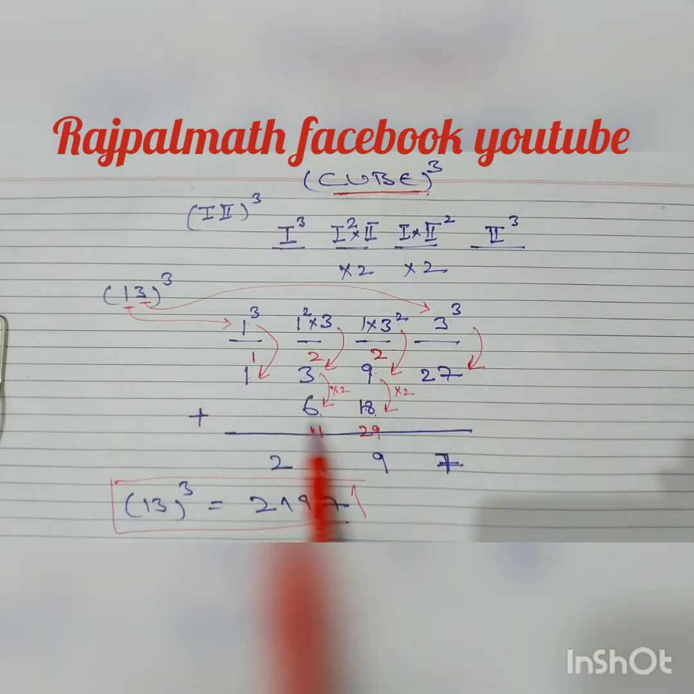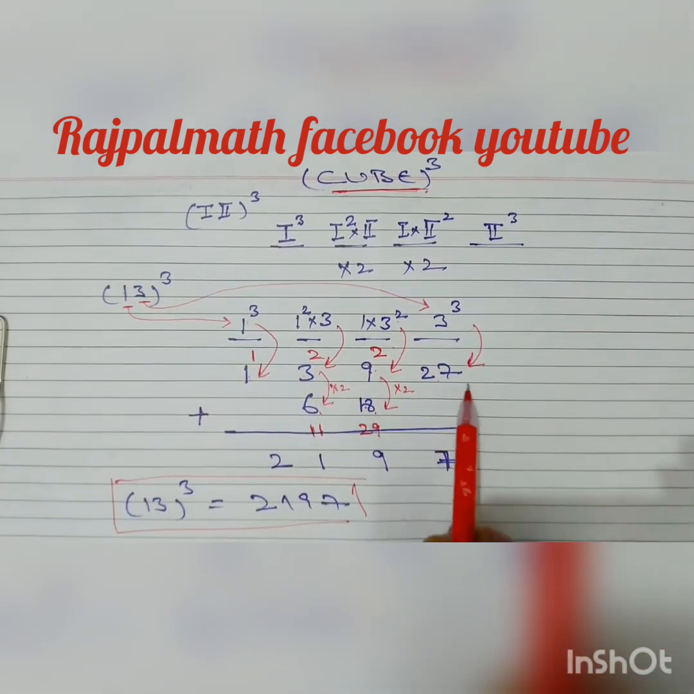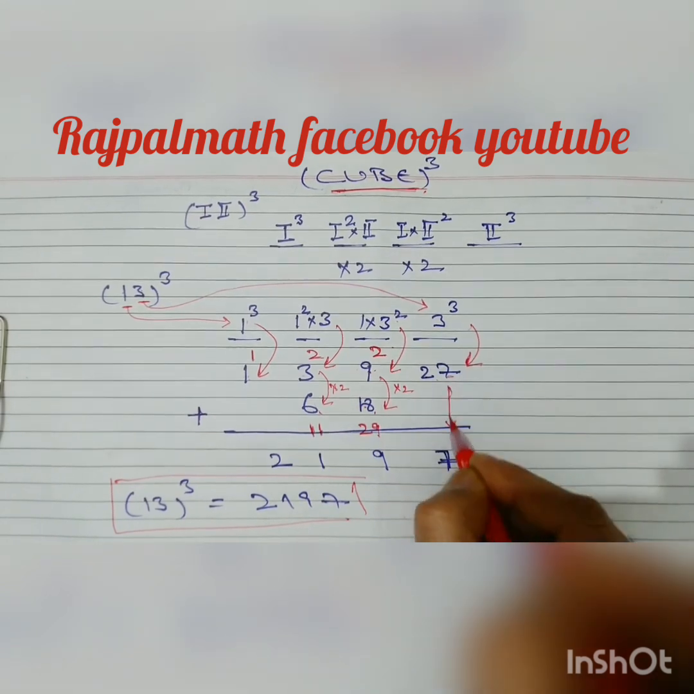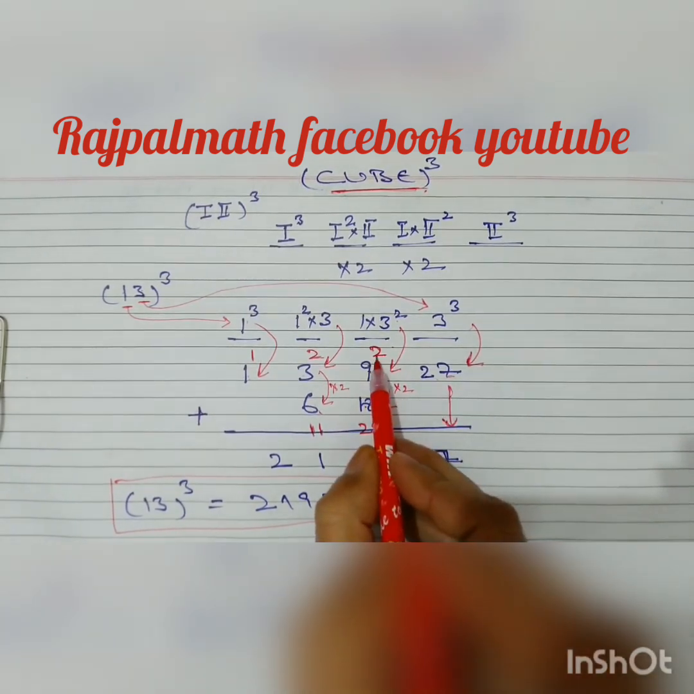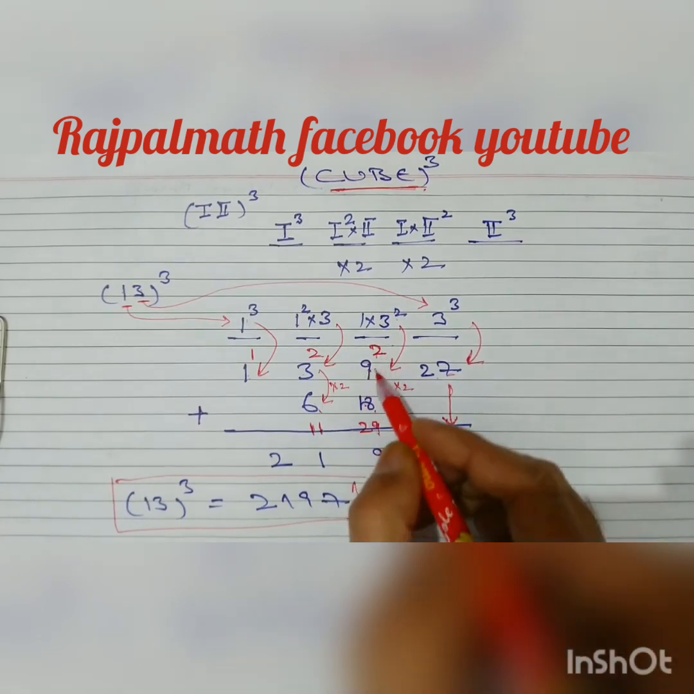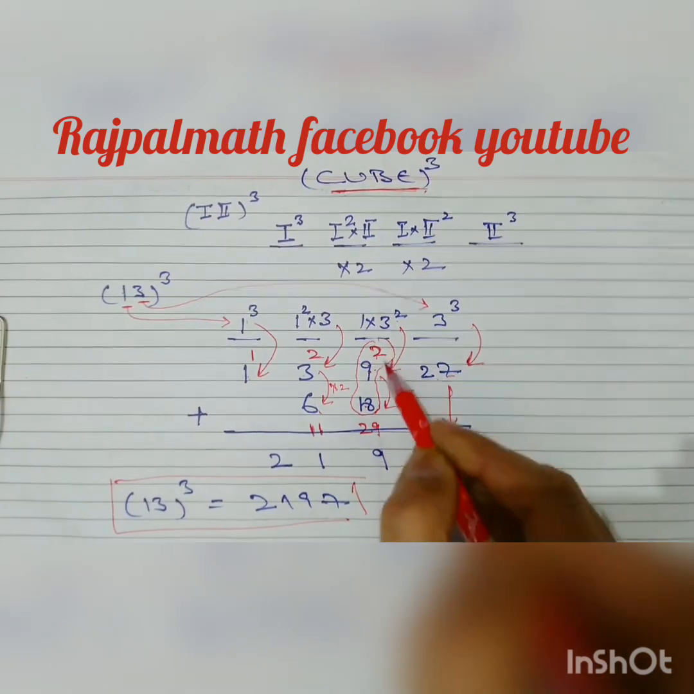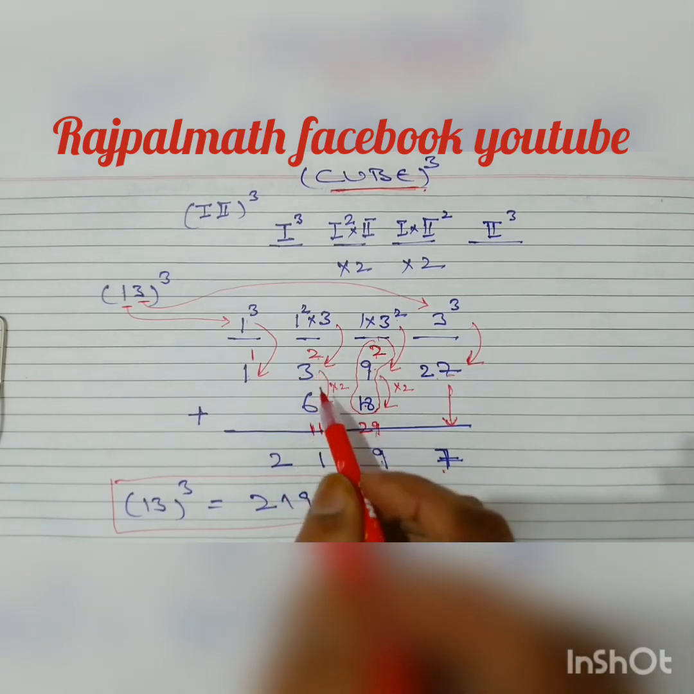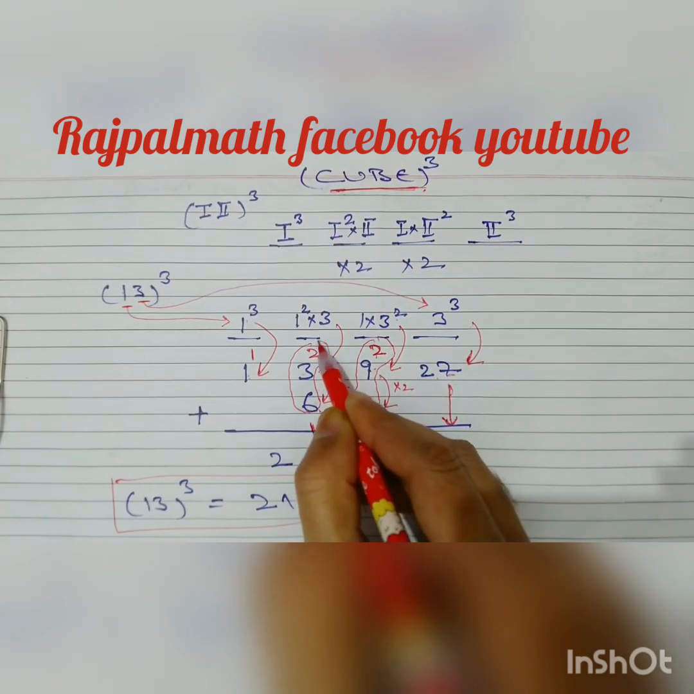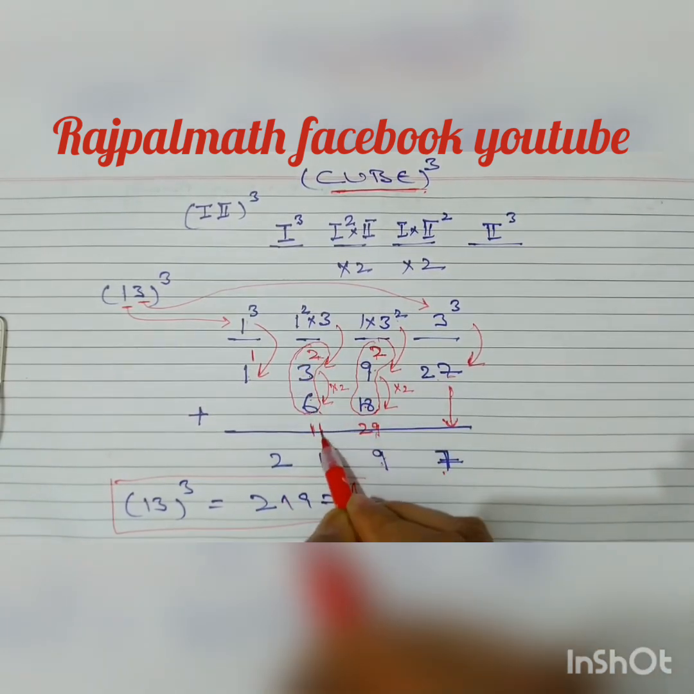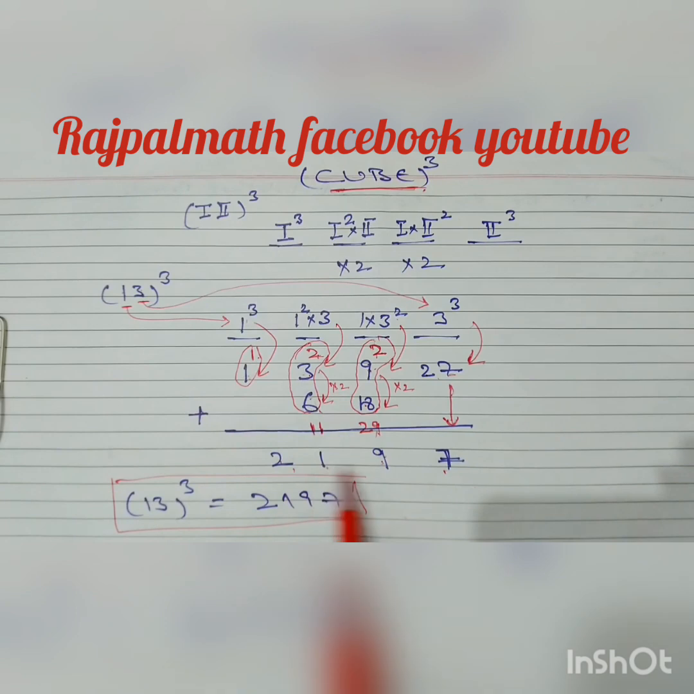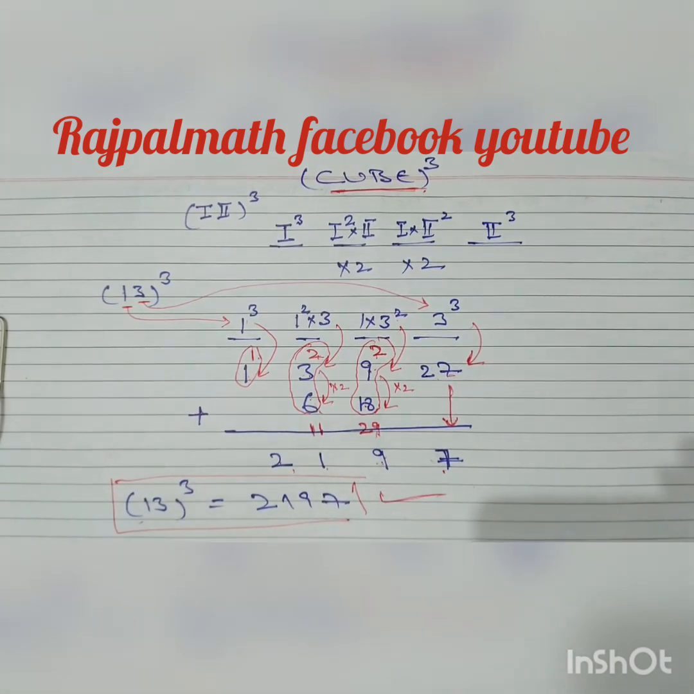Then simply add. Just take down the unit digit and leave everything else for carry forward. 27, write 7 over here and 2 carry forward. Then 18 plus 9 plus 2 is 29. Write 9 unit digit and 2 carry forward. Then 2 plus 3 plus 6 is 11. Write 1 over here, 1 carry forward. Then 1 plus 1 is 2. 2197 is the answer. Means cube of 13 is 2197.